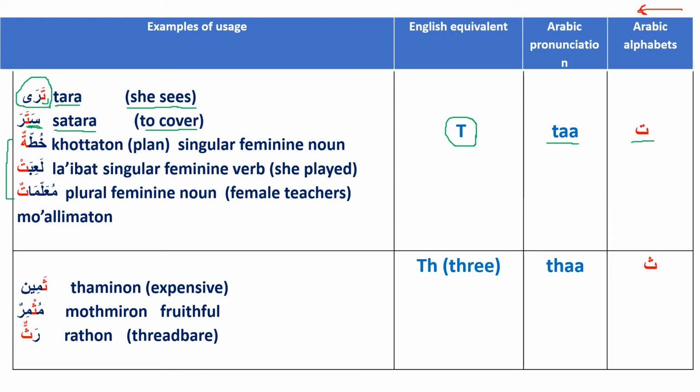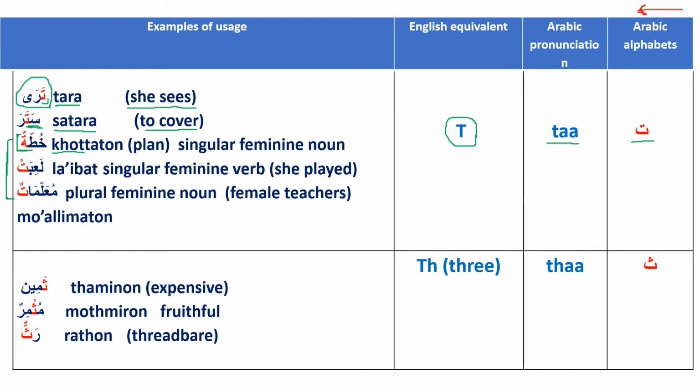If you see here, guys, it's the same letter in a red color. We have here khuttatun, which means a plan. In grammar, it is a singular, feminine noun. So when we use this letter at the end of a word, and this word is feminine and singular, we have to write it like this. It's a closed circle with two dots above, just as the two dots of the original.